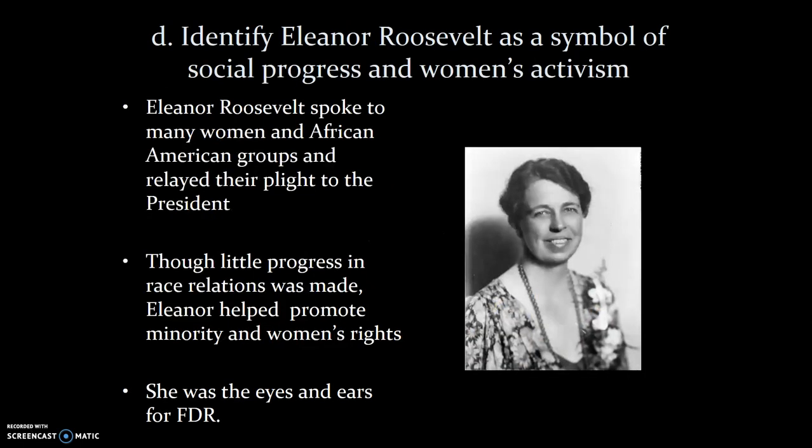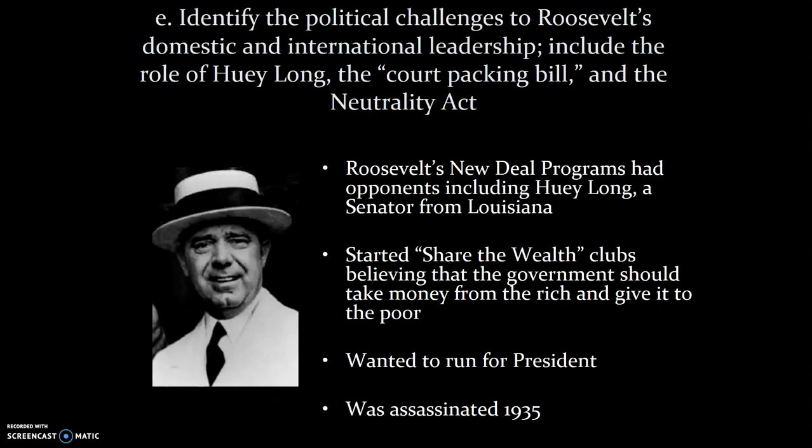Eleanor Roosevelt: we're going to talk about her as a symbol of social progress and women's activism. Eleanor Roosevelt spoke to many women and African American groups and then relayed their plight to the president. Though little progress in race relations was made, Eleanor helped promote minority and women's rights. She really was FDR's eyes and ears.